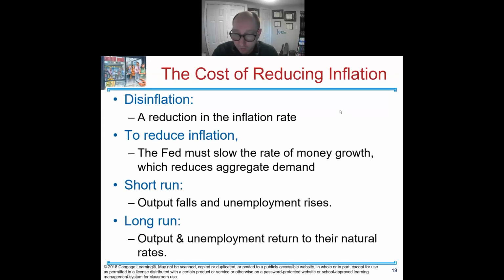Now, the Federal Reserve typically tries their best to counteract situations of inflation. To reduce inflation rates, we call this disinflation. And to reduce inflation, the Federal Reserve slows rates of money growth, which reduces aggregate demand. How does the Federal Reserve do that? They spend less money over time.